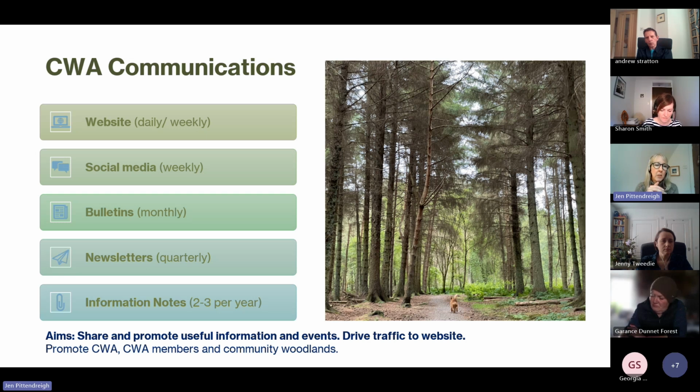It's an ongoing thing. You're collecting information all the time. Newsletters are quarterly, seasonal newsletters, and again it's amazing how quickly that comes around. And then we also do information notes, for members and other people to access, with information about different aspects of Community Woodlands.